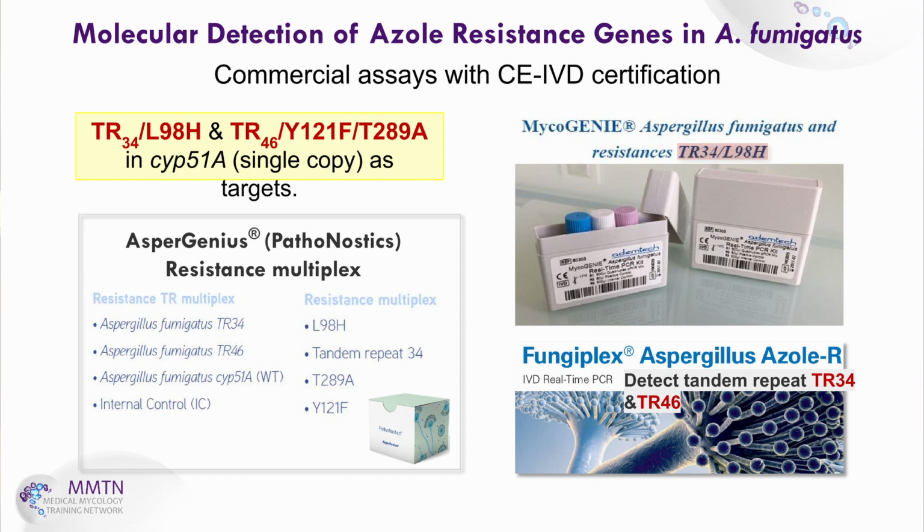Since about half of patients with aspergillosis might be culture negative, an alternative is to identify azole-resistant aspergillosis by molecular detection of azole-resistant genes directly on clinical specimens, using in-house or commercial real-time PCR assays. Dr. Halliday has just introduced 3 commercial assays. They are AsperGenius, MycoGENIE, and FungiPlex.